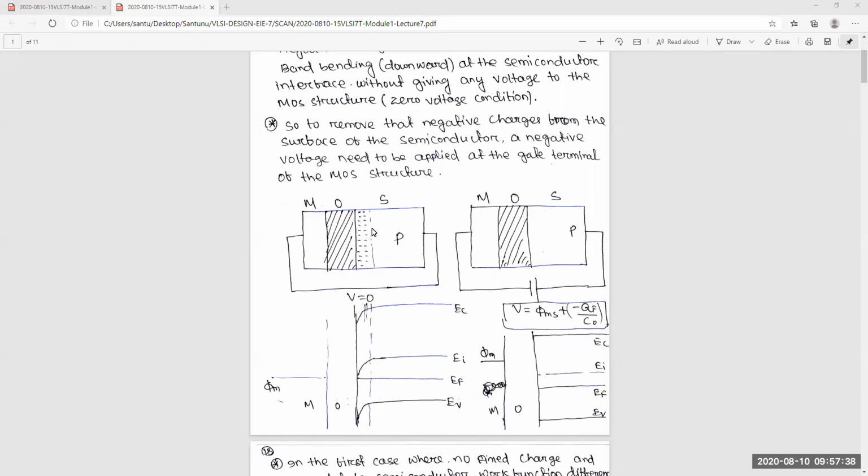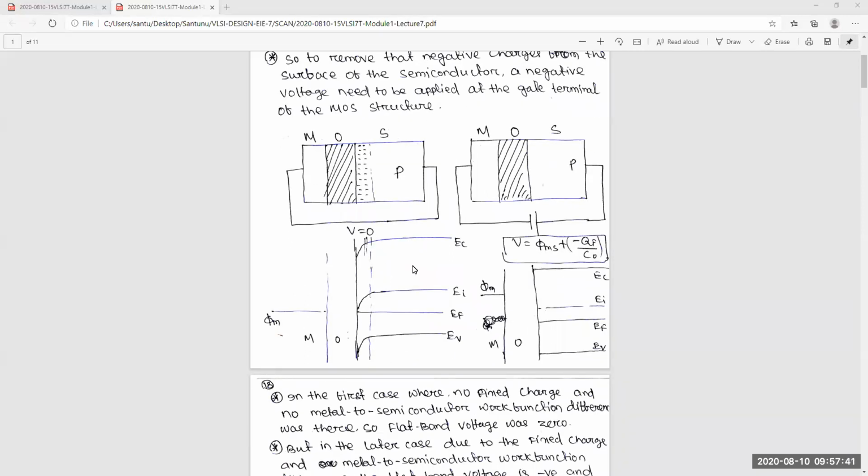Due to that, you can see the equivalent band diagram here. Though the negative charges are here, the surface part, this depletion region nearer to the surface of the semiconductor, the band is bending without giving any voltage. Here we are not giving any voltage, it's a completely short circuit, V is equal to 0. So this part at the surface behaves towards an n-type semiconductor.